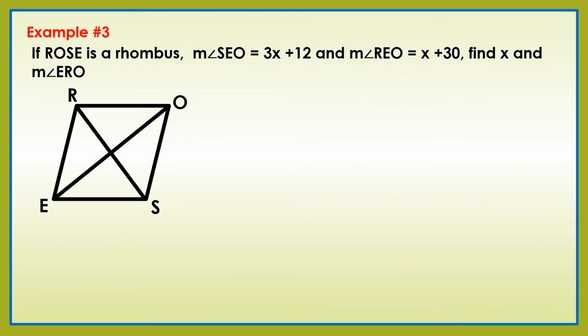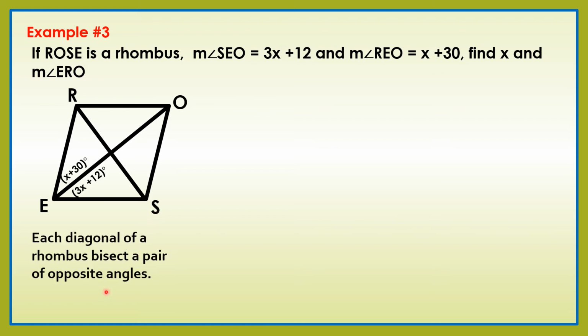Example number 3. If ROSE is a rhombus, the measure of angle SEO is equal to 3x plus 12, and the measure of angle REO is x plus 30. Find x and the measure of angle ERO. So, mag-label tayo. Measure of angle SEO, which is 3x plus 12 degrees, and then the measure of angle REO, which is x plus 30 degrees.